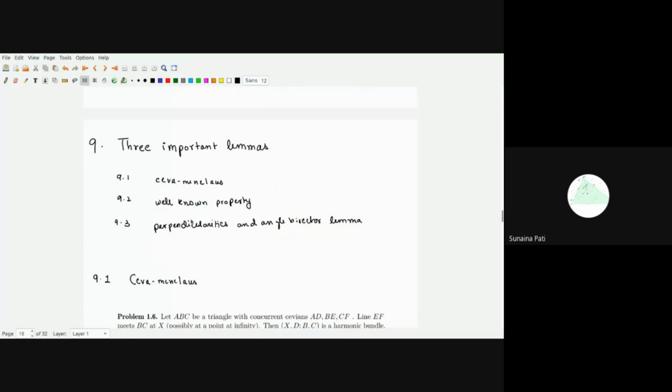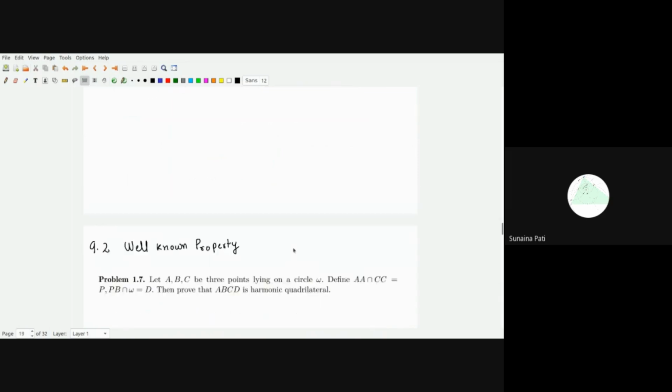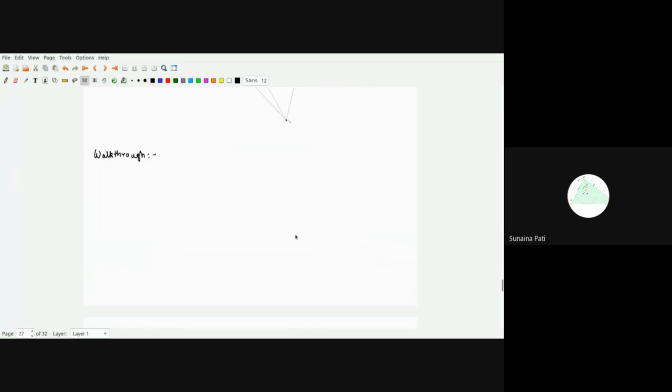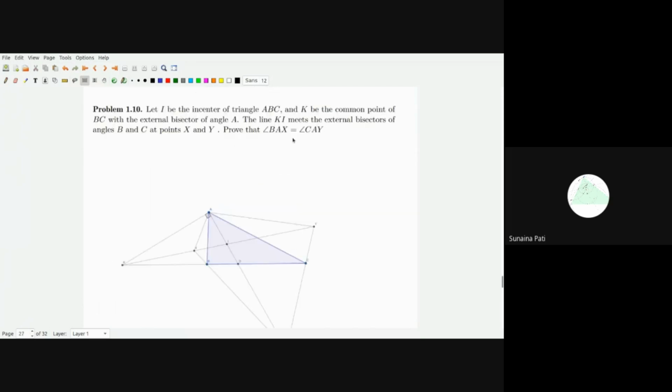So we had this, let me say them in a list. The well-known properties, then we had the perpendicular angle bisector lemma, which was then followed by some more problems. Oops, that's a cat. This was the first contest problem. Actually, everything was shadowing problems.